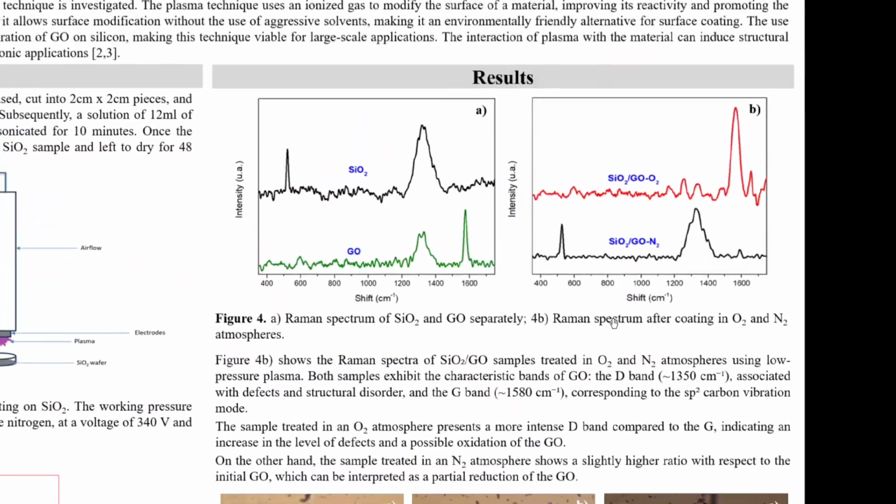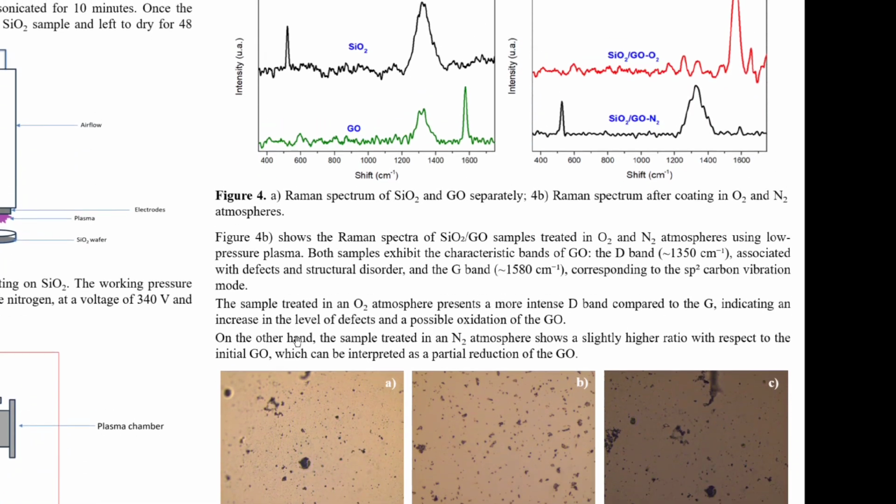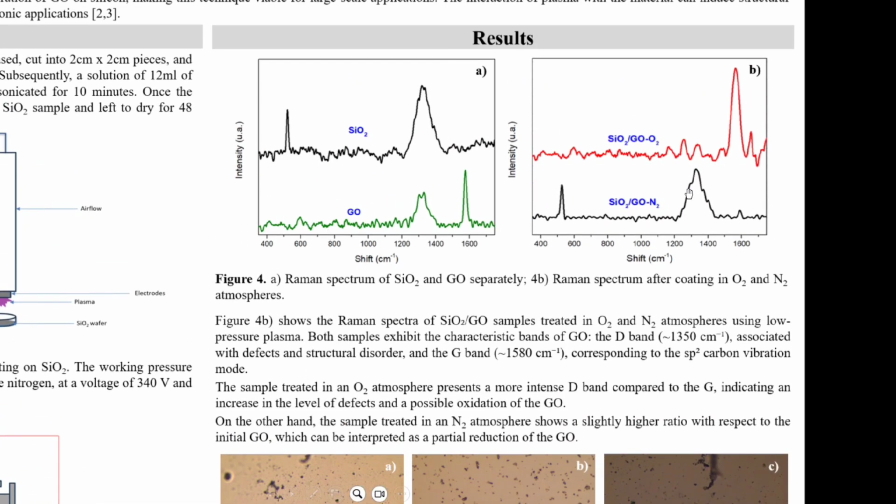For the results of this experiment, we use Raman spectroscopy. On the left side, in Figure 4A, we have the Raman spectrum of silicon oxide and graphene oxide. And on the right side, we have the Raman spectrum after coating in oxygen and nitrogen atmospheres. In the Raman spectroscopy results, we observed that both samples exhibit the characteristic bands of GO: the D band associated with defects, and the G band related to the sp2 vibration mode of carbon.